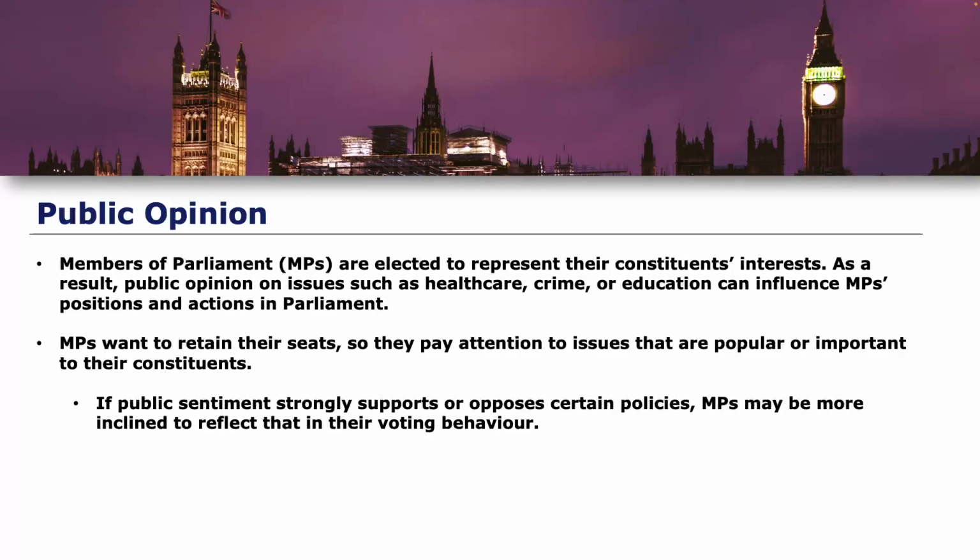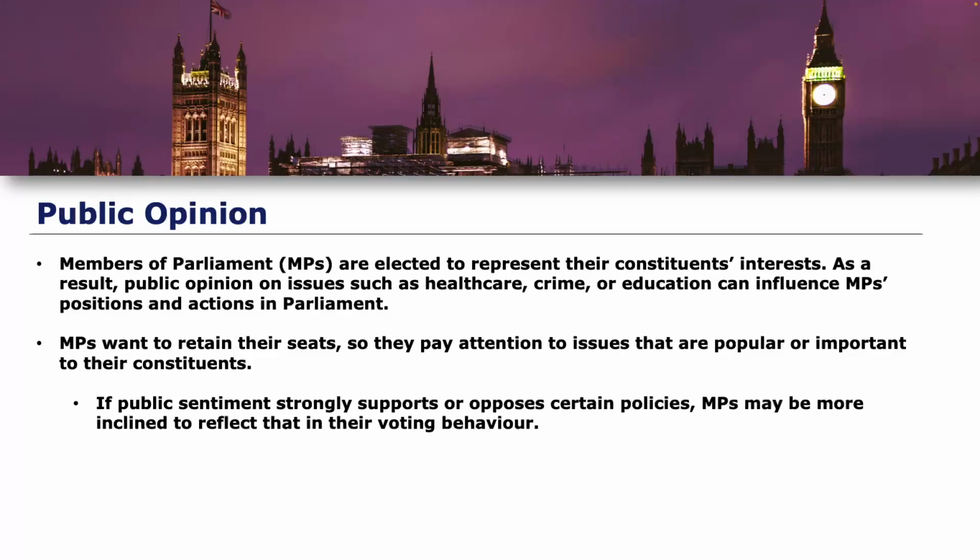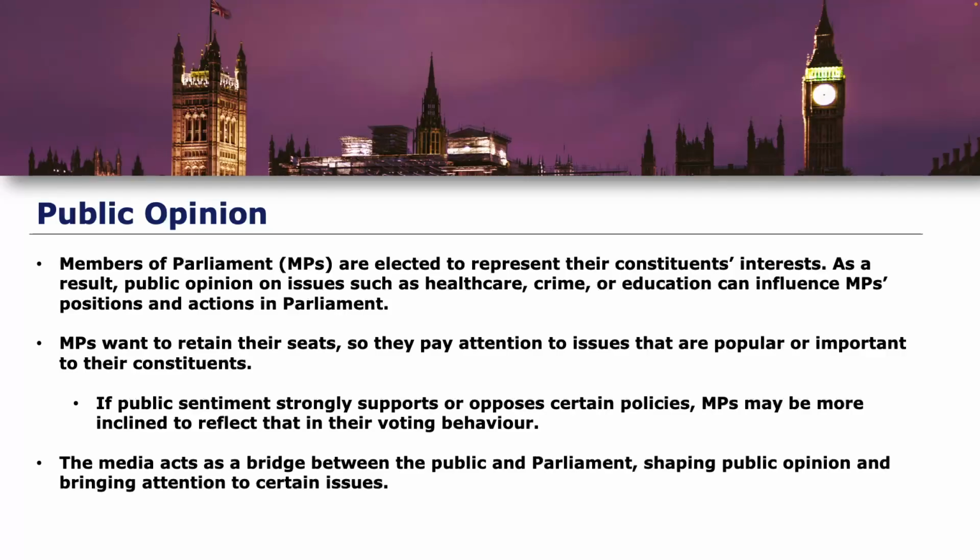These issues might be issues that are national in nature, so maybe the constituents have a particular tendency to support a particular national issue, or they could be local issues, an issue that is only really unique to the constituency that that member of Parliament is representing. If public sentiment strongly supports or opposes these policies, then MPs may be more inclined to reflect that in their own voting behaviour.